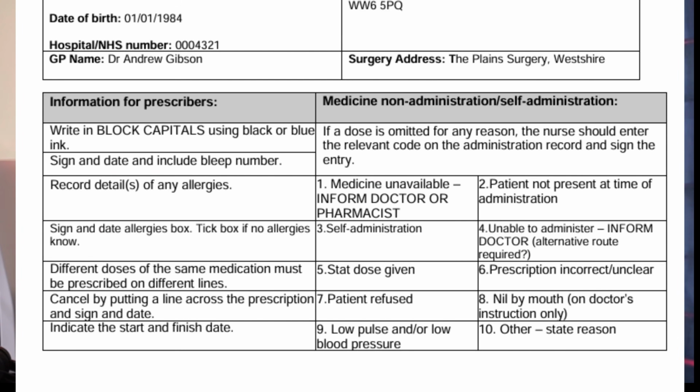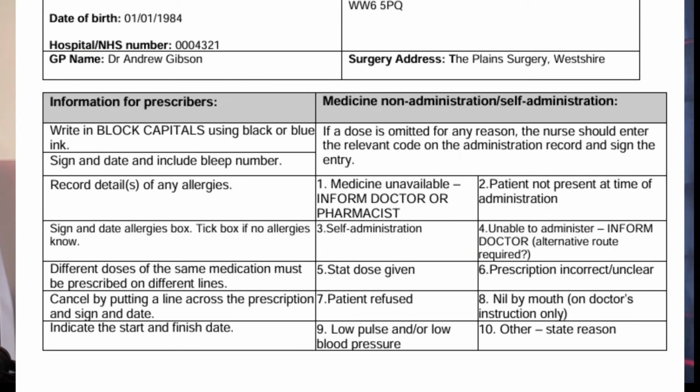Now, code number 2, patient is off the ward. You are never going to use this one because the patient is going to be there for you to administer the medication. Then code number 3, which is self-administration. Here you are also never going to use it, because you'll be the one to administer the medication to this particular patient.